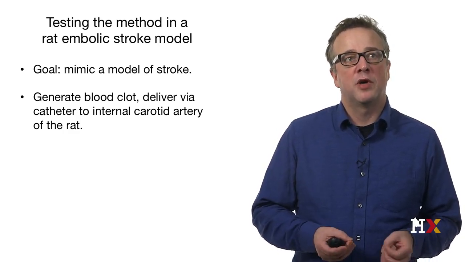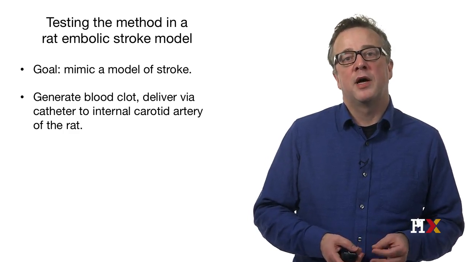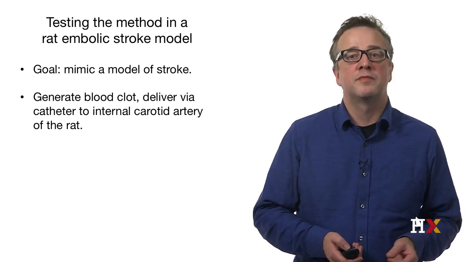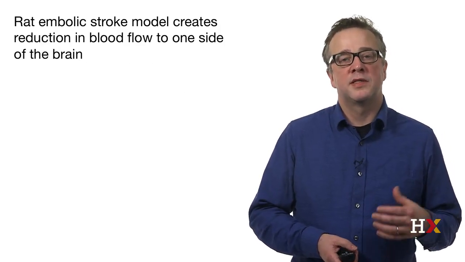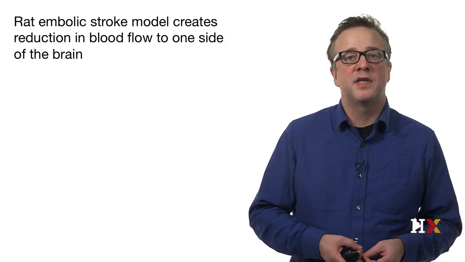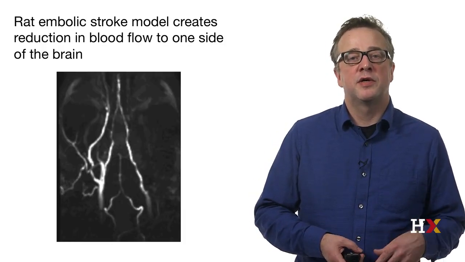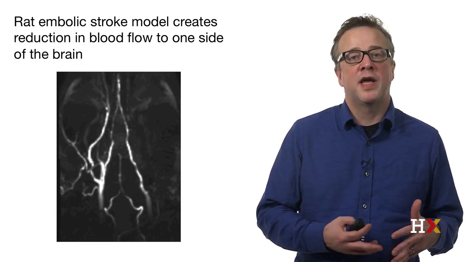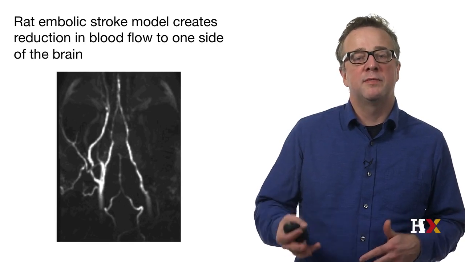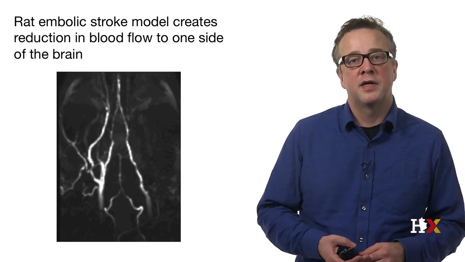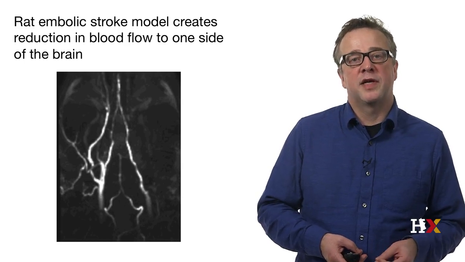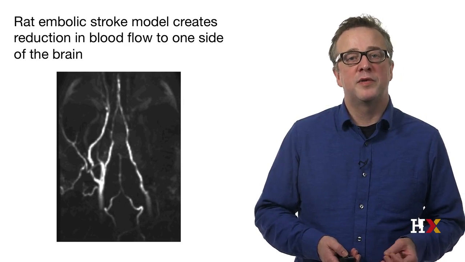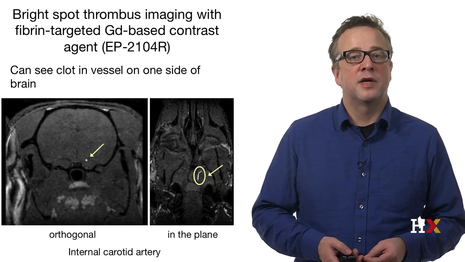And so what we did was we generated a blood clot, and we delivered the blood clot via a catheter to the internal carotid artery of a rat. And what this does is it stops blood flow to the brain, and you can see this here on this image. So on the left side of this image, you see a number of blood vessels that are enhanced, and on the right side, there's an asymmetry. There's not much enhancement on the right side. And this is because the blood flow is blocked to that side of the brain, and this is what causes a stroke.